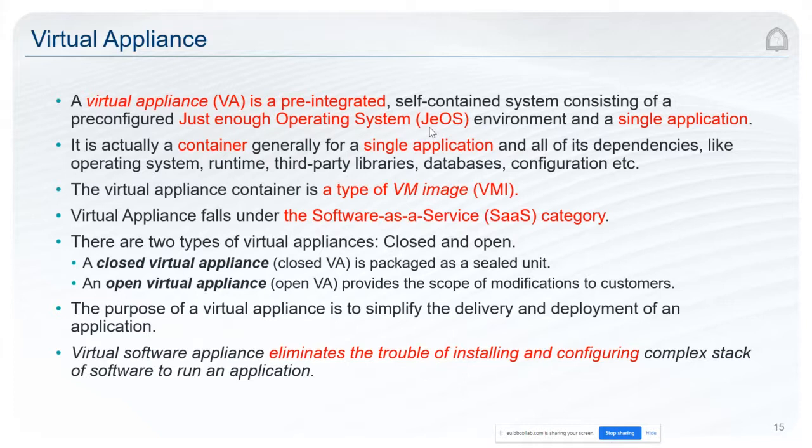Just enough operating system is a very tiny, small operating system with a single application and a single configuration, just a small set of configurations. This is JeOS. Okay, JeOS is just enough operating system, a small operating system with a small functionality and a small application. One application only, so it is designed for that application.